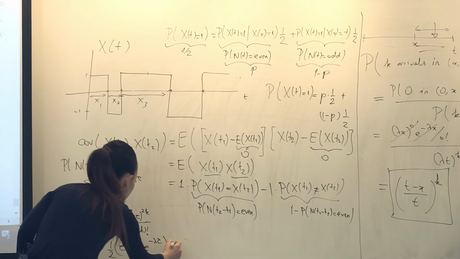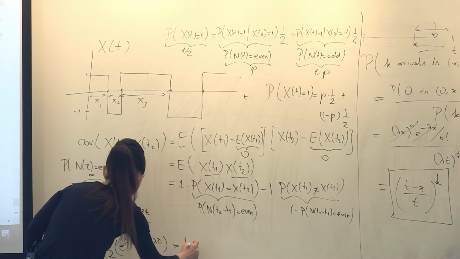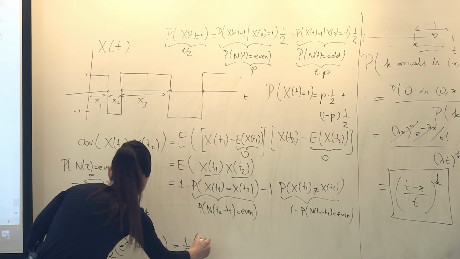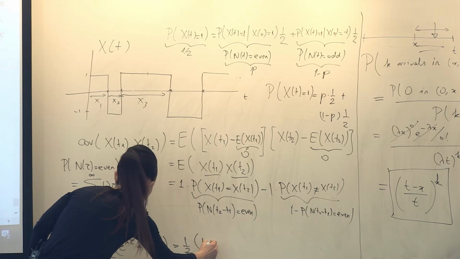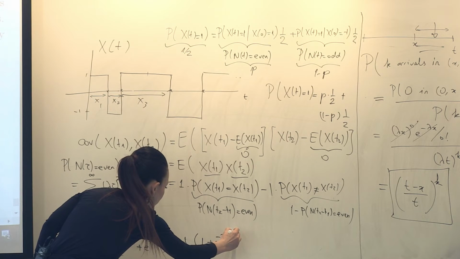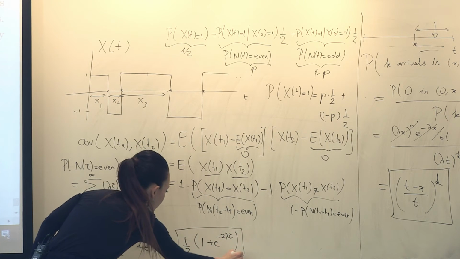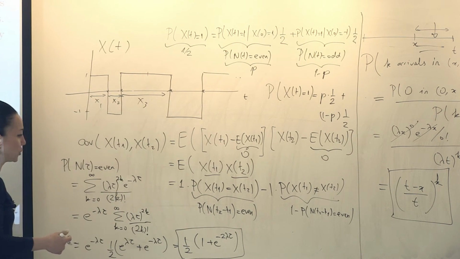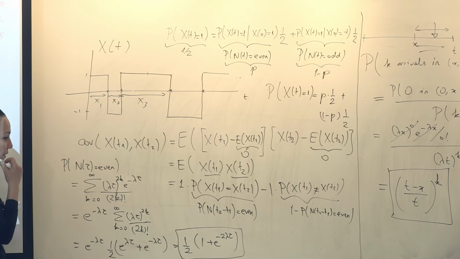So that gives me 1 over 2, 1 plus e to the minus 2 lambda tau. That is the probability that there's an even number of polarity changes in an interval of size tau. Okay.